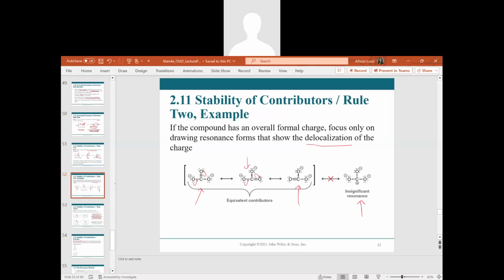So out of these 4 possible resonance structures that we could draw for this carbonate ion, right, CO3 2 negative, we would say that only these three would be major contributors, and they are all equivalent contributors because they all show the same number of atoms with a full octet and the same overall delocalization and distribution of formal charge.